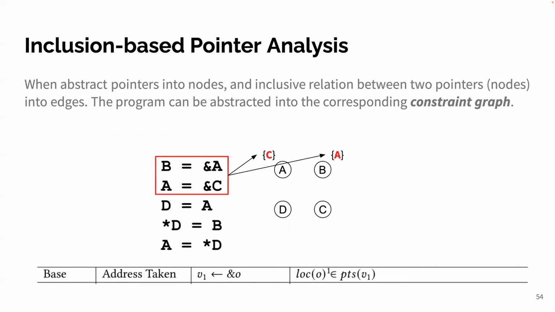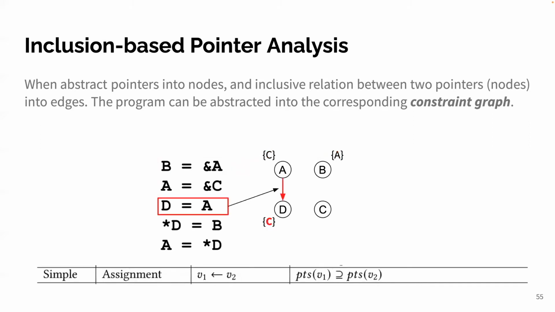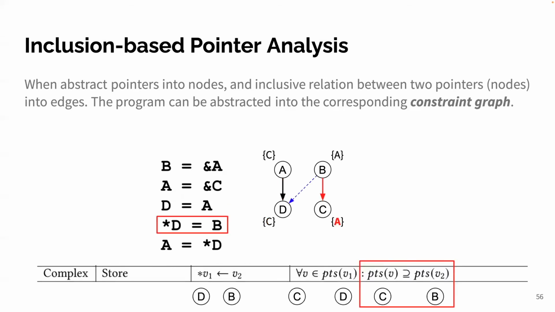Take this slide as the example. The points-to sets of A and B are first computed after analyzing the highlighted two statements according to the address-taken rules, by inserting C into the points-to set of A and A into the points-to set of B. Then the assignment constraint is processed, and according to the rule, the points-to set of D should include the points-to set of A. Thus, C is inserted into the points-to set of D as well.